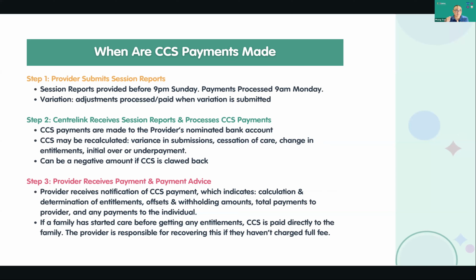So coming back to this chart here, we've boiled it down to 3 steps. Submit your session reports, it gets processed overnight, and you receive a payment advice the next day if it's eligible for CCS. Think about it like this: I've submitted on a Friday night, that gets processed on Sunday. Any changes you want to make between Friday night and Sunday 9 p.m., you can. It'll get processed between 9 p.m. and 9 a.m. the next morning. You receive a payments report on the Monday.